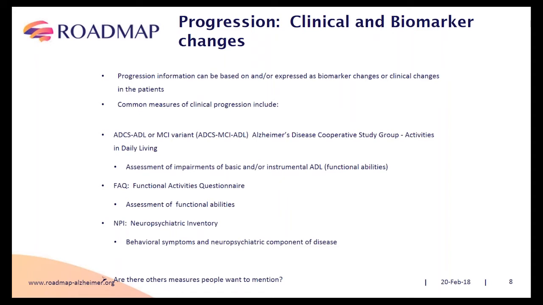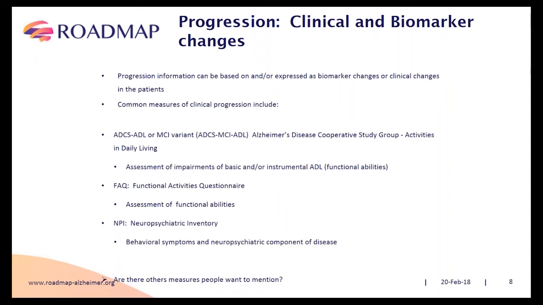So there are several measures of function including your ADCS-ADL or your MCI variant. And these assess both basic and or instrumental activities of daily living. The instrumental activities of daily living are those that are initially impaired, whereas the basic activities of daily living are the ones that tend to be more impaired as the disease progresses. These are the more overt impairments, things like not being able to dress yourself. Whereas instrumental ADLs are more about things like managing your list, managing your finances, things like that.